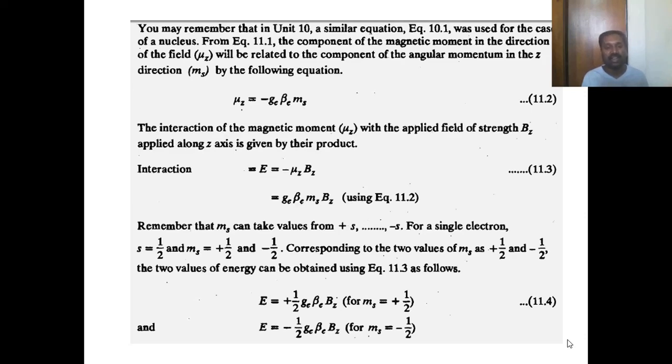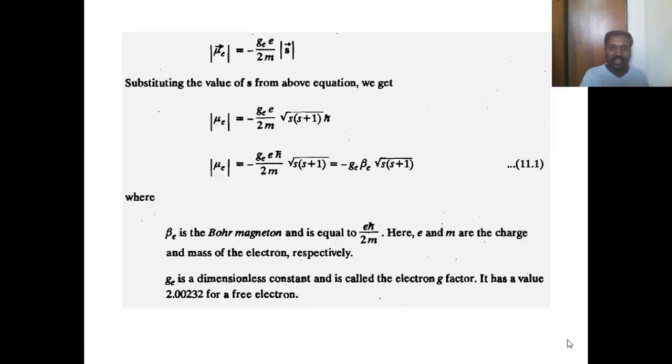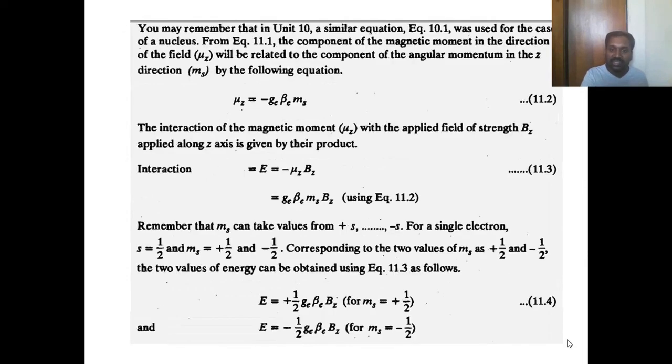What is mu Z? It is nothing but g_e beta_e into m_s. Maybe we can go back to the previous slide where mu e is the magnetic moment of the electron, which is given by g_e beta_e square root of S into S plus 1. What is mu Z? How is it different than mu e?